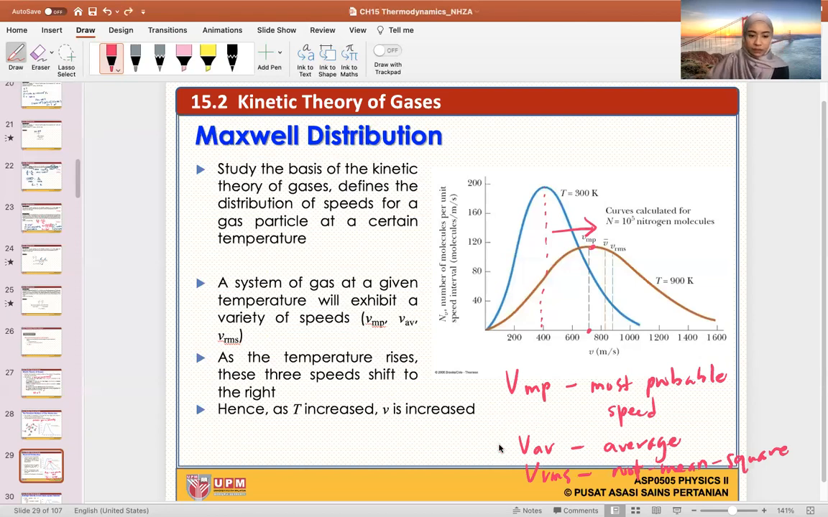Okay. So here, what you need to know is as the temperature rises, these three speeds shift to the right. We talked about this. Velocity is proportional to temperature. If my temperature increases, my velocity also increases, because of kinetic energy. Hence, as T increases, V also increases. Okay, V as in velocity, not volume.